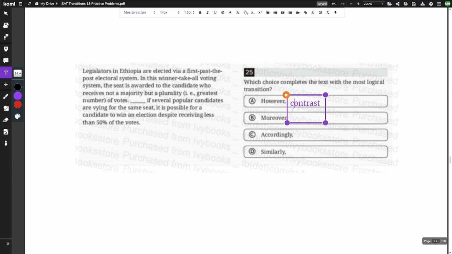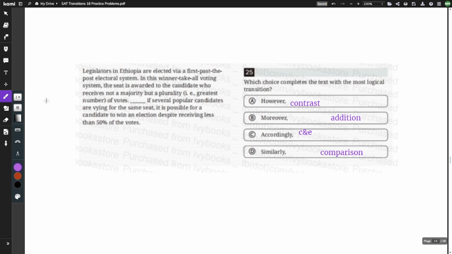Moreover is addition. Okay, whatever. Accordingly is cause and effect. And just keep the pattern. Similarly is comparison. Unfortunately, none of these are the same, so let's move to the text.